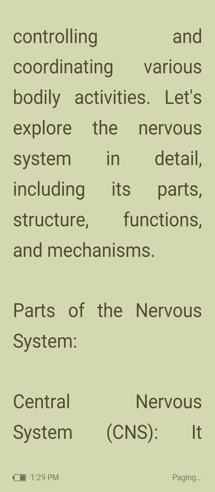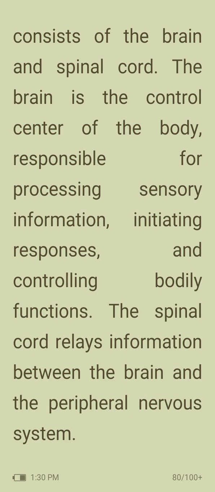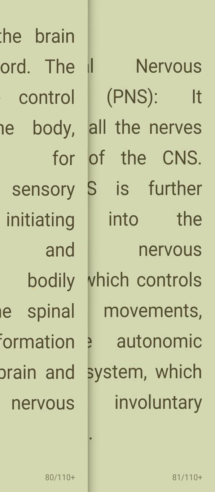Parts of the nervous system. Central nervous system. It consists of the brain and spinal cord. The brain is the control center of the body, responsible for processing sensory information, initiating responses and controlling bodily functions. The spinal cord relays information between the brain and the peripheral nervous system.